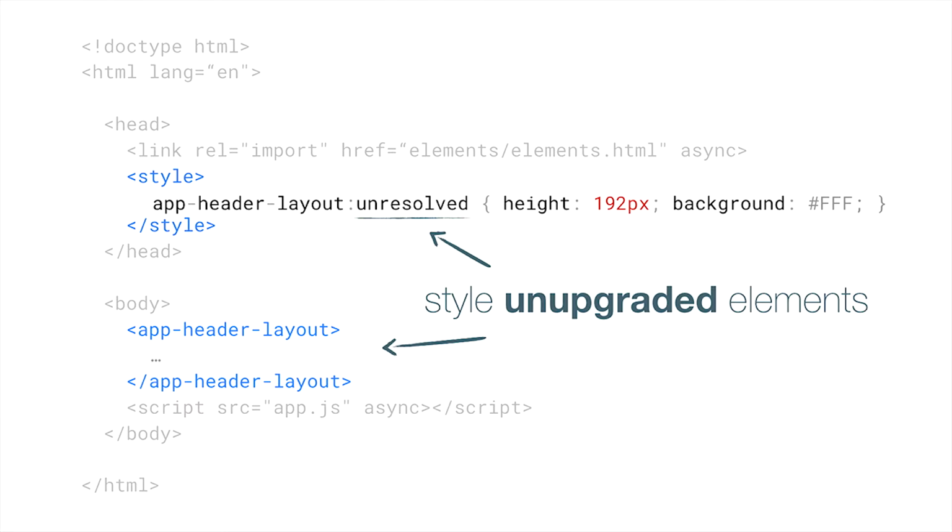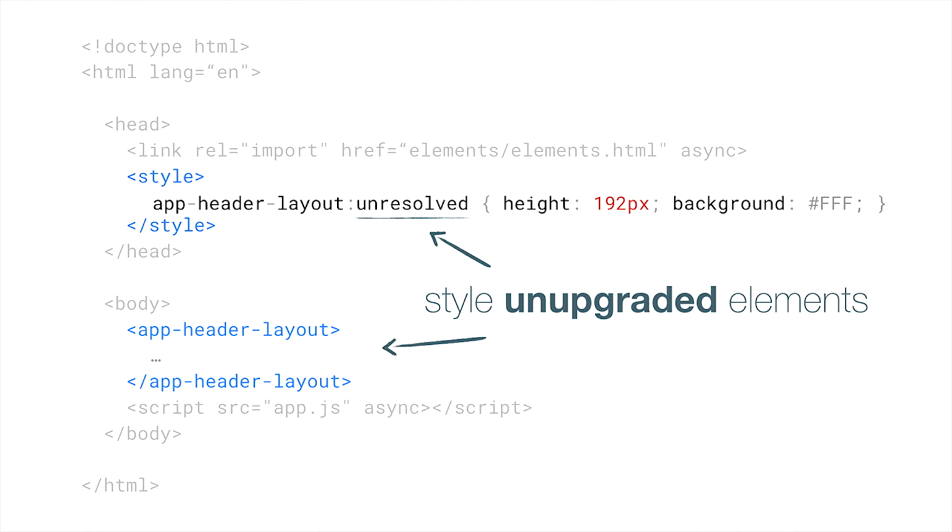And basically, what I'm doing here is I have an inline style tag for my critical CSS, because I do want to paint these components as fast as possible. And I'm styling that app header layout element using that unresolved pseudo class. And what I want to do is paint the element so that it matches its final version as close as I can get it, and then let the element just sort of upgrade in place.